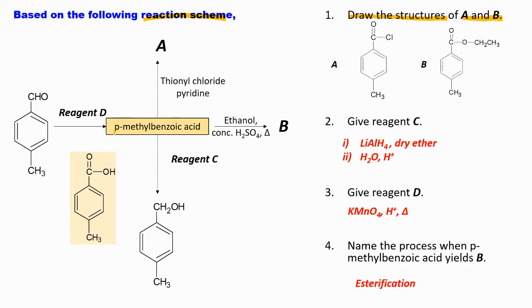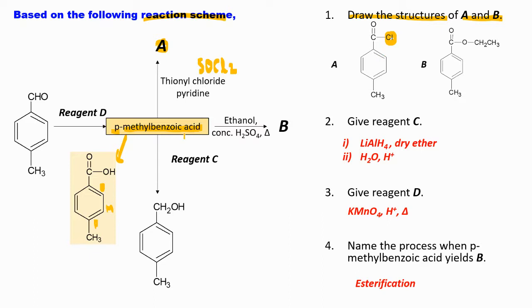Stated here, para-methyl benzoic acid. So draw para first: ortho, meta, para, methyl benzoic acid. Then after that, let's look at what is A. A is thionyl chloride, pyridine. So we know that OH will be substituted with Cl.